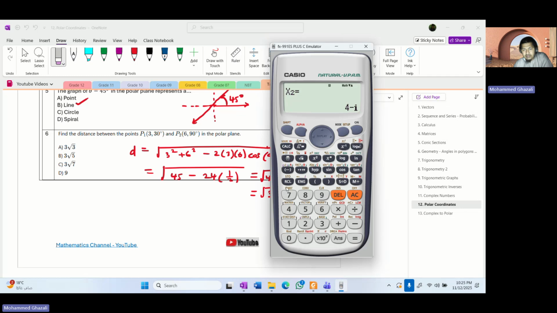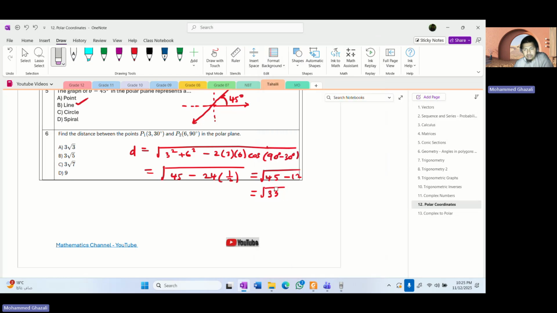Wait a second. 6 squared is 36, 3 squared is 9, 2 times 3 is 6. Oh, okay. That's where the problem is. That's why we have multiple choices, right? So you can make sense of it. So what we have is 6 times 6 is 36. So minus 18, not minus 12. So 45 minus 18, that's 27. Square root of 27. And the square root of 27 is the square root of 9 times 3. Square root of 9 is 3. So 3 root 3. That's the answer.